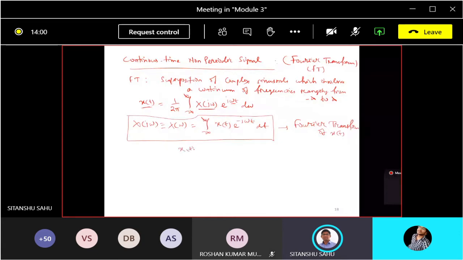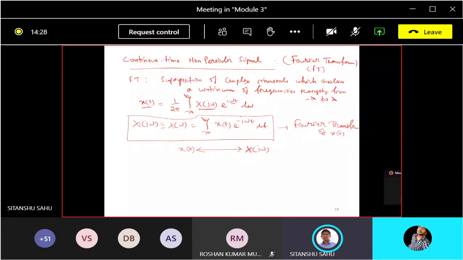Again, this is a bilateral transform. From x of t, using the Fourier transform, we can go to x of j omega. Then we can go back from x of j omega, from the frequency domain, to x of t, which is called the inverse Fourier transform. So this is the Fourier transform of a continuous time non-periodic signal.